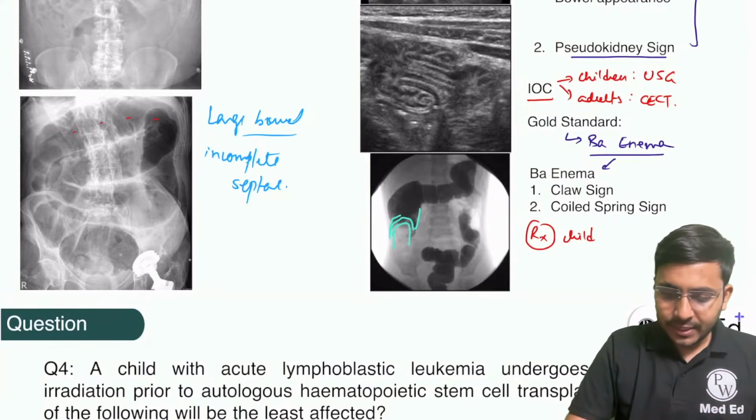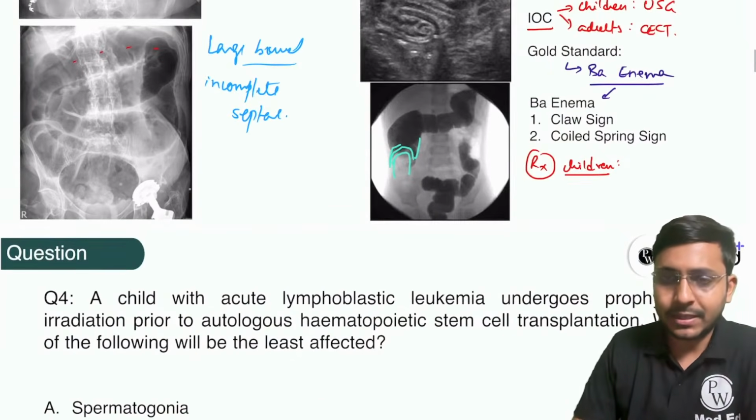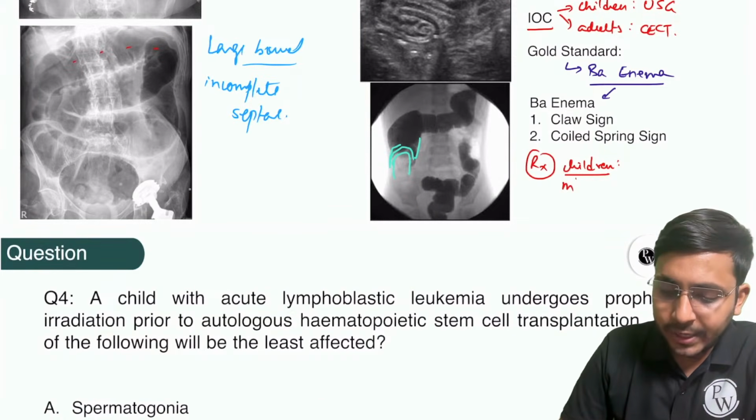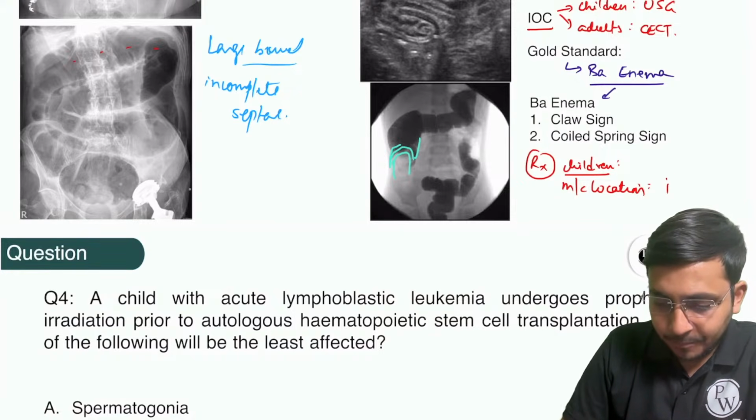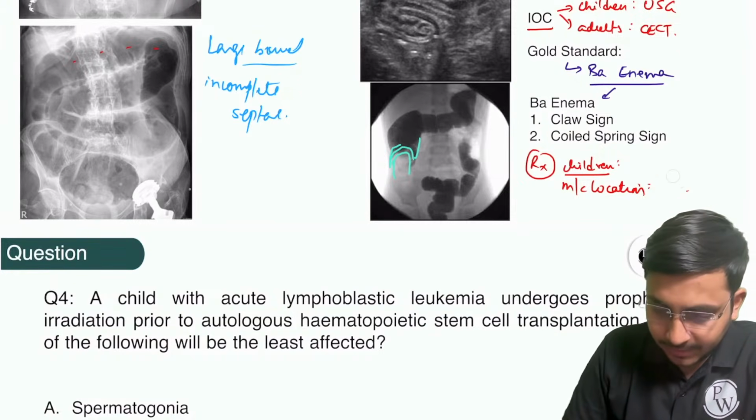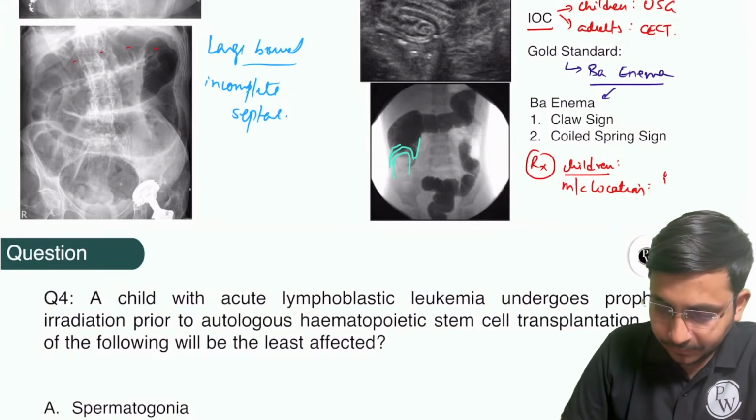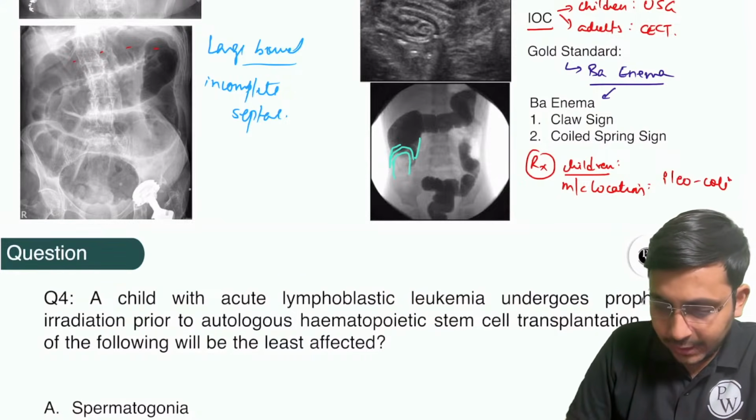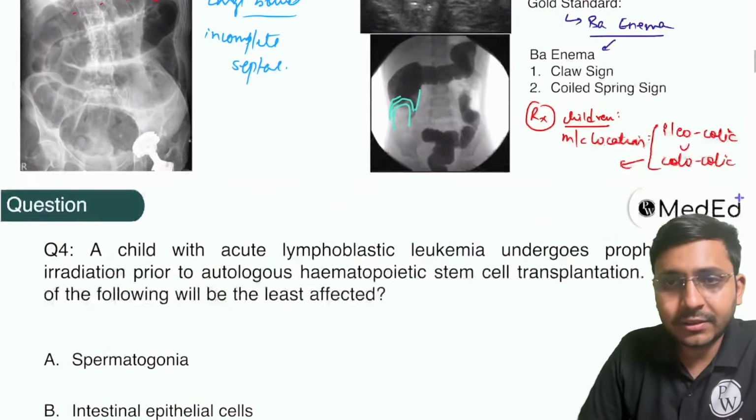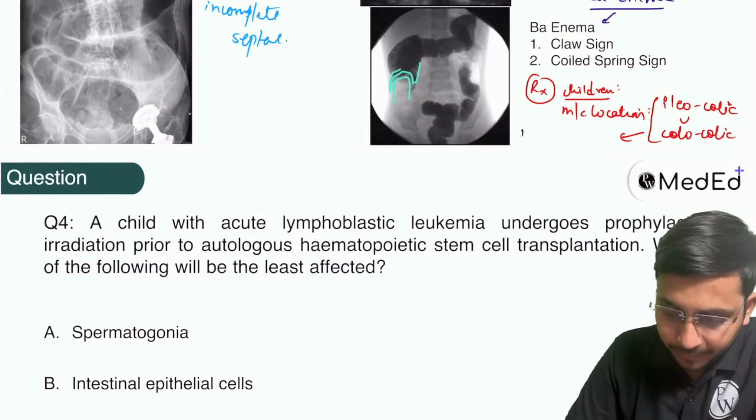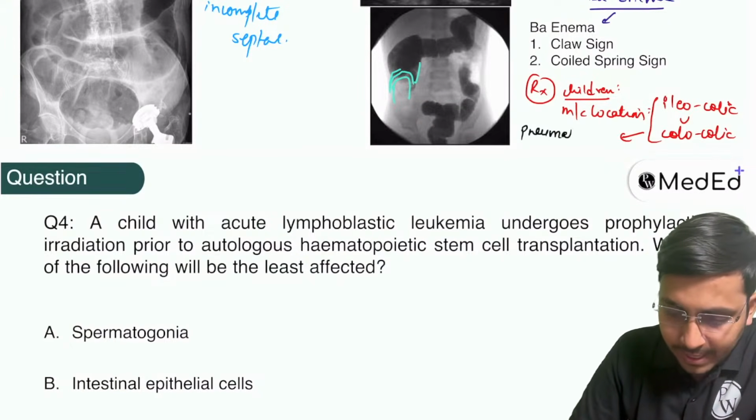Now intussusception in children, since it's mostly secondary to hypertrophy of Peyer's patches, the most common location is ileocolic, followed by colocolic. Right? So for both of these, the treatment of choice is pneumatic reduction.